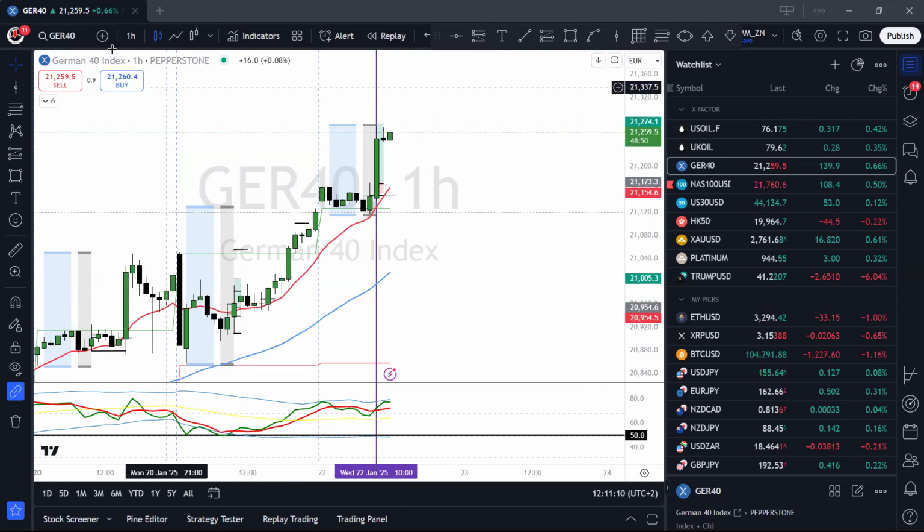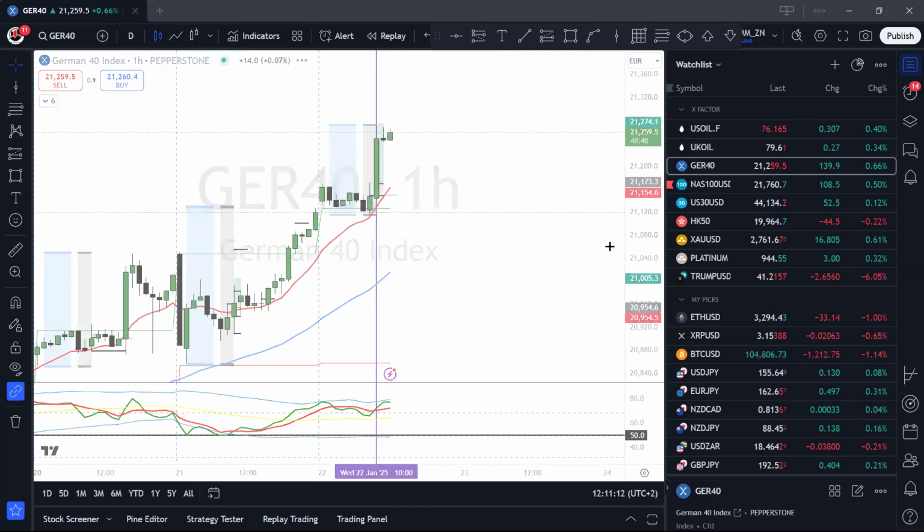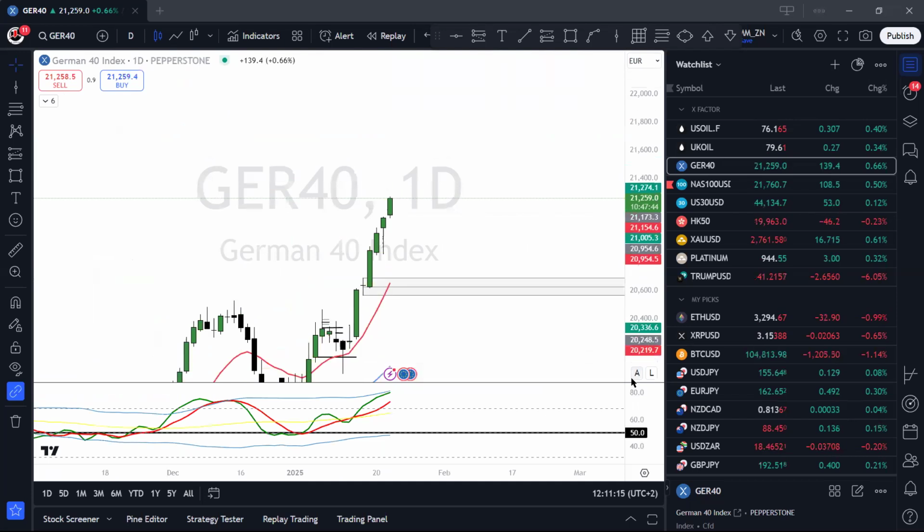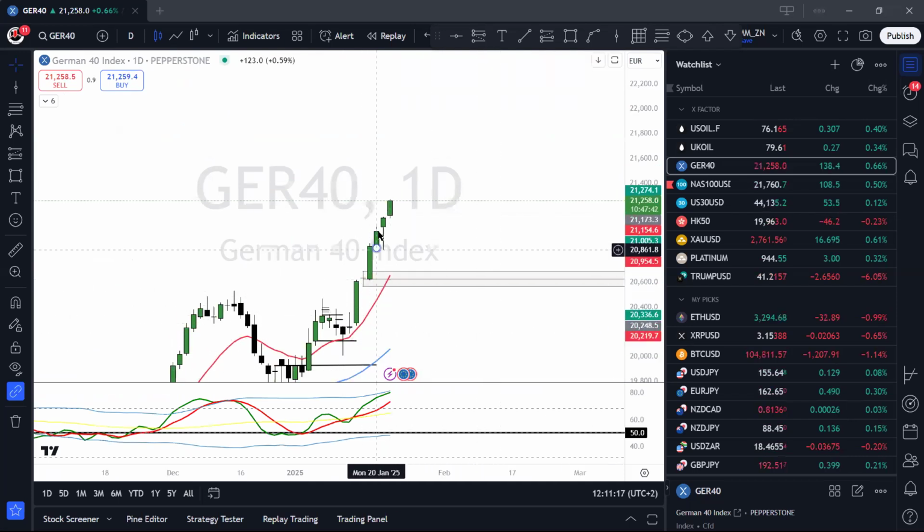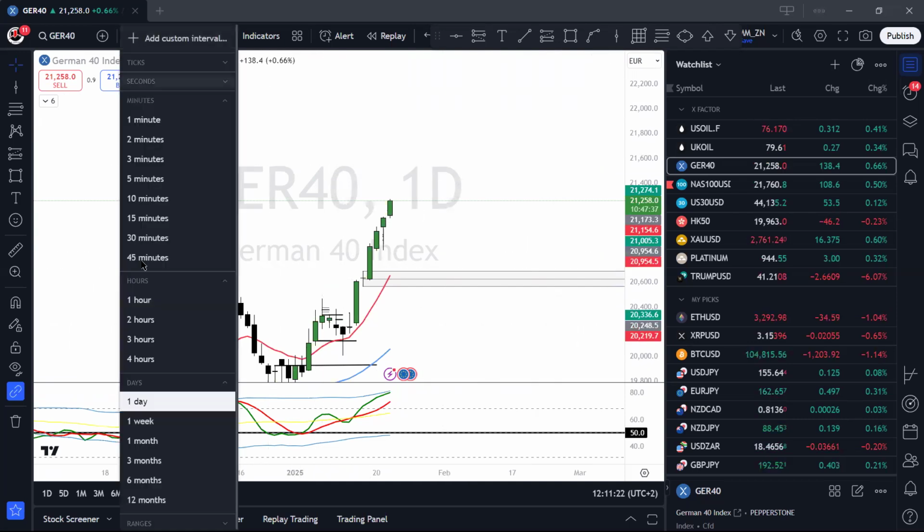We do have a bullish bias going on from the daily time frame. As you can see, we've been bullish for a couple of days now. One, two, three, four. Today is day number 5 of being bullish. So that's the daily bias.